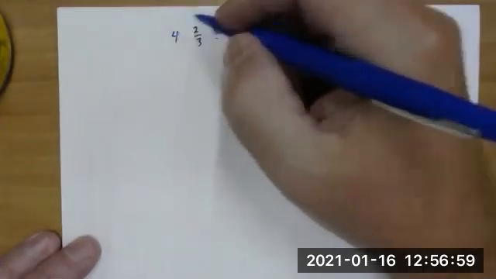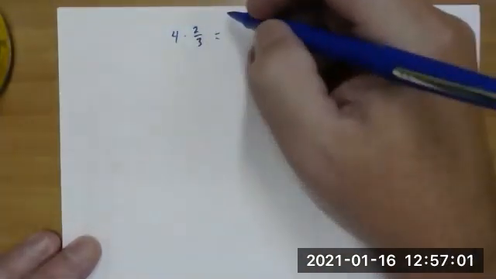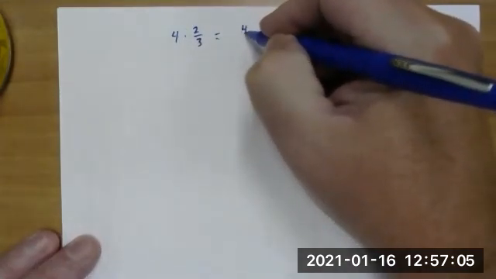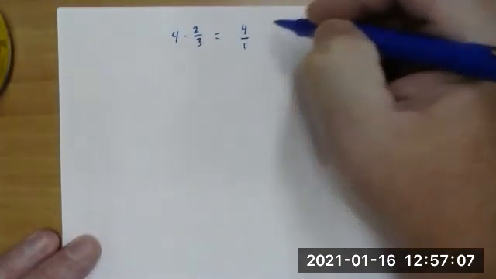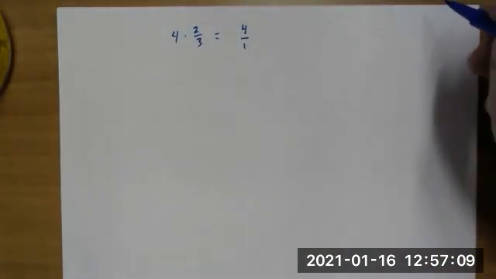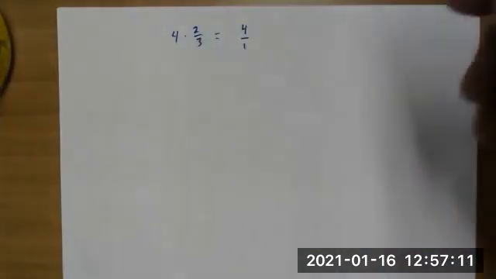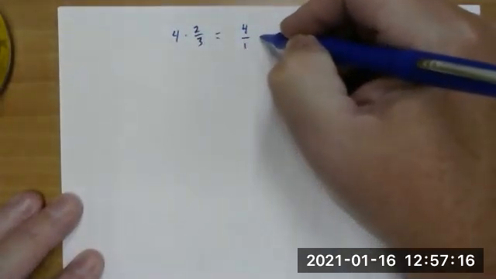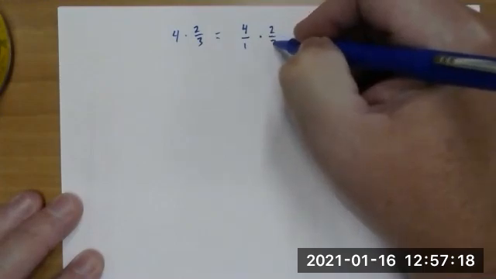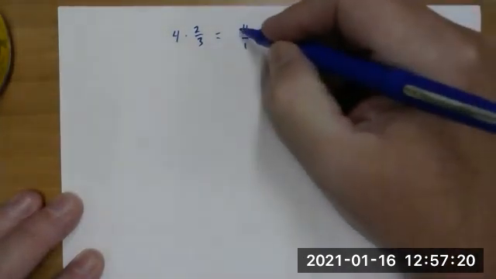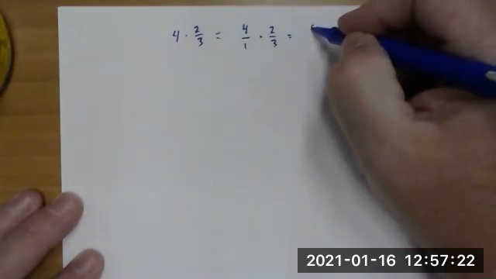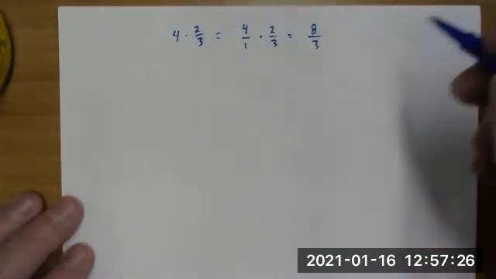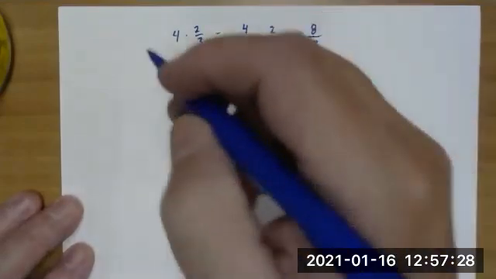Theoretically, the way you think about this, let's convert this 4 to a fraction. Anytime you have a whole number and you want to write it as a fraction, you can always just put it over 1, right? 4 over 1 is the same thing as 4. So I can say 4 times 2/3 is 4 over 1 times 2 over 3. Multiply two fractions, 8/3. However, most of us don't do this.